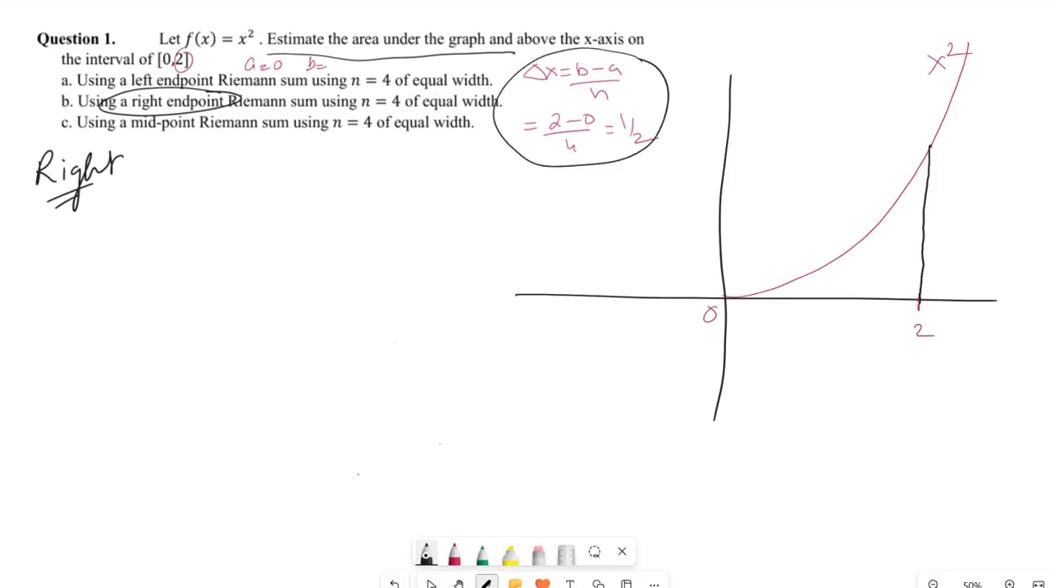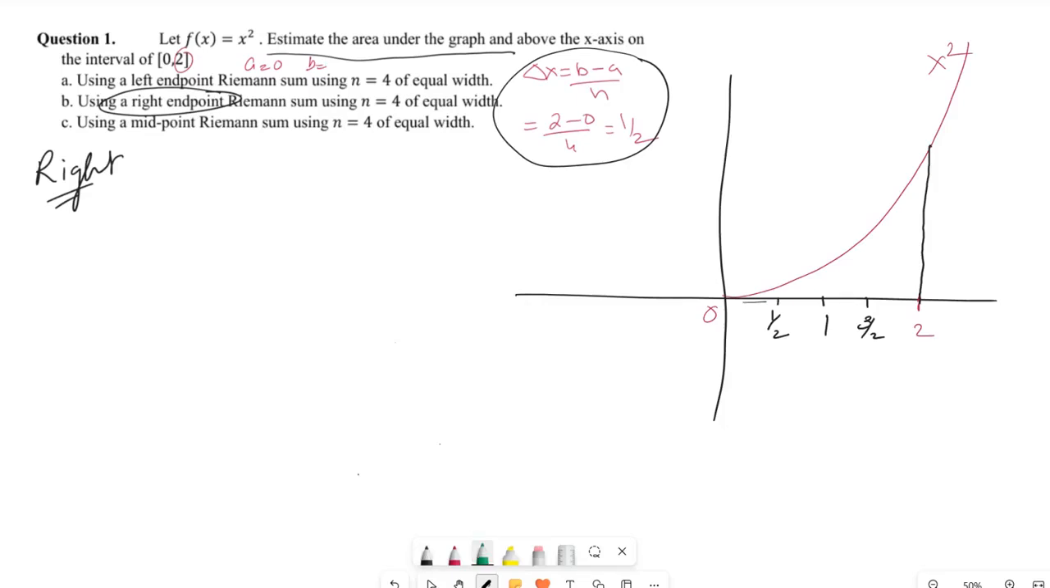Again, the delta x part is same for all three things. So we're going to divide into 4 equal parts. The first part is 1/2. The second part is also 1/2. 1/2 plus 1/2 is 1. 1 plus half is 3/2, and plus half is 2.